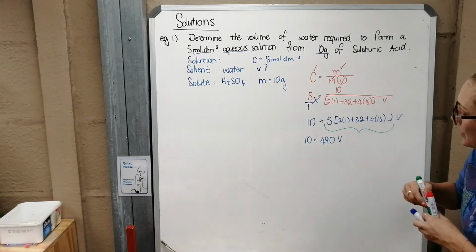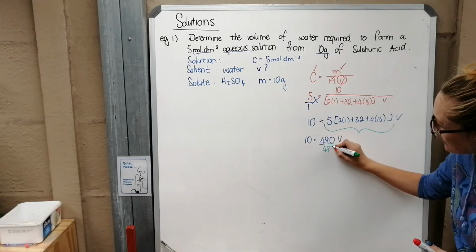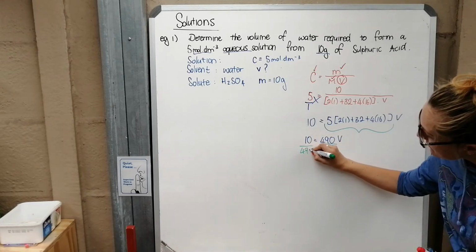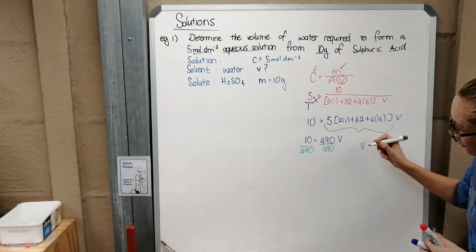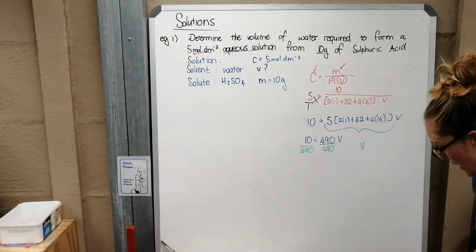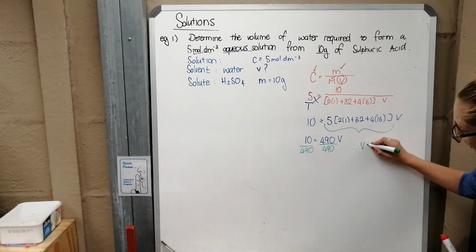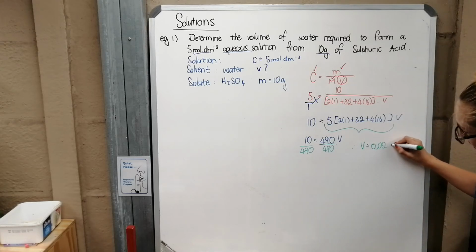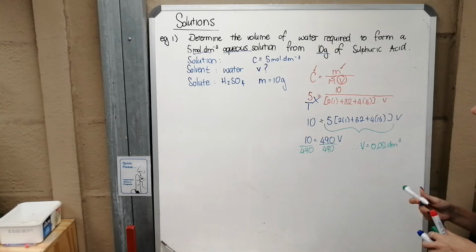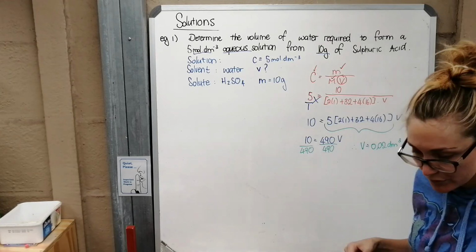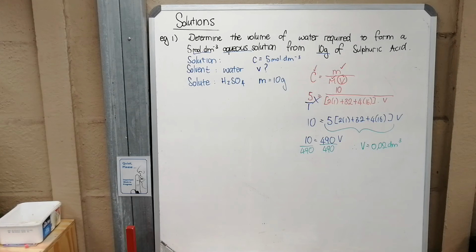We're going to divide both sides by 490. And we get that the volume of water required is 0.02 decimeters cubed. Okay, not too bad. Okay, I'm going to pause you and we're going to write down a second example, and then I'm leaving you guys to do your worksheets.